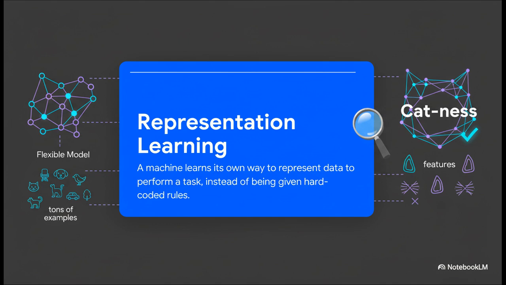Representation learning, the modern approach, just flips that whole idea on its head. Instead of rules, we give a model tons of examples, thousands of cat pictures, and it figures out the important features for itself. It actually learns its own internal concept of what catness is.